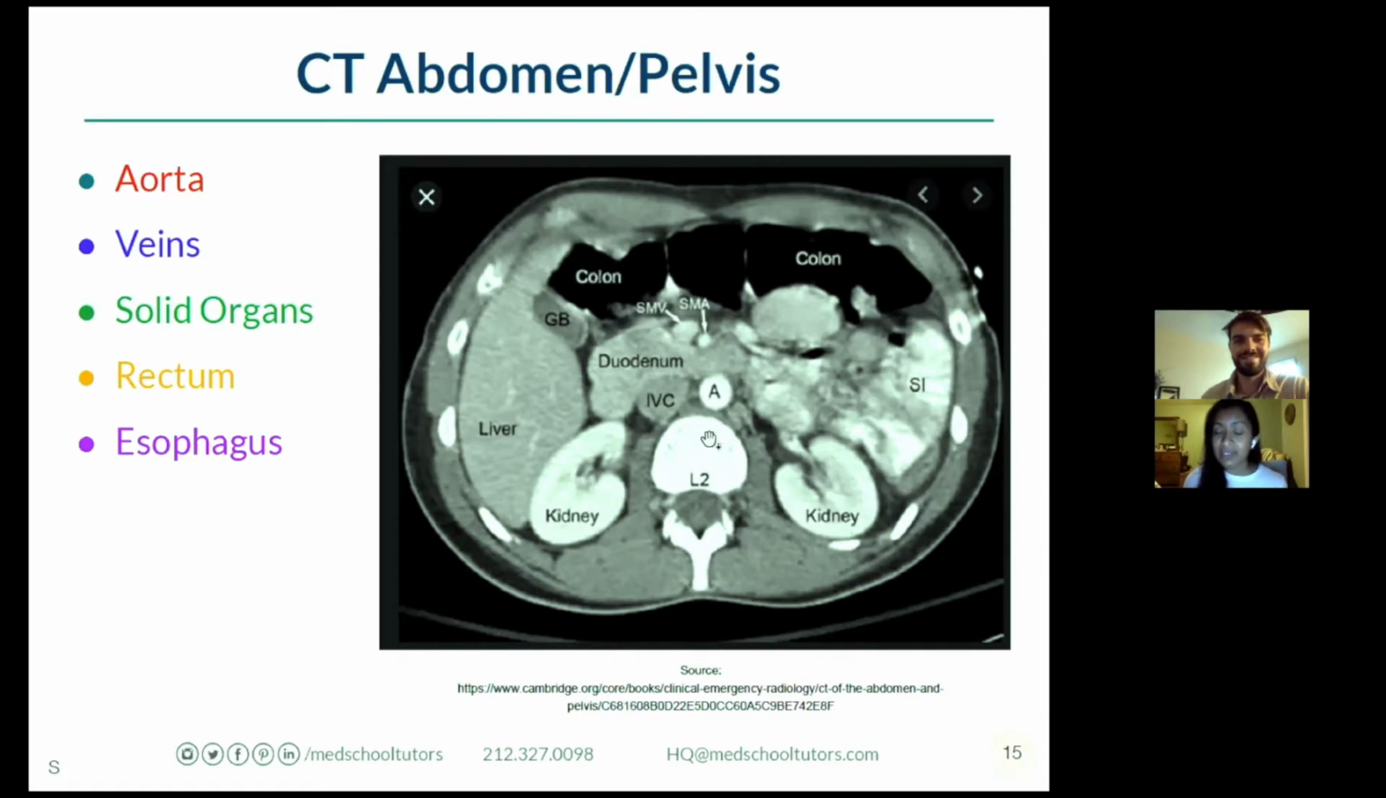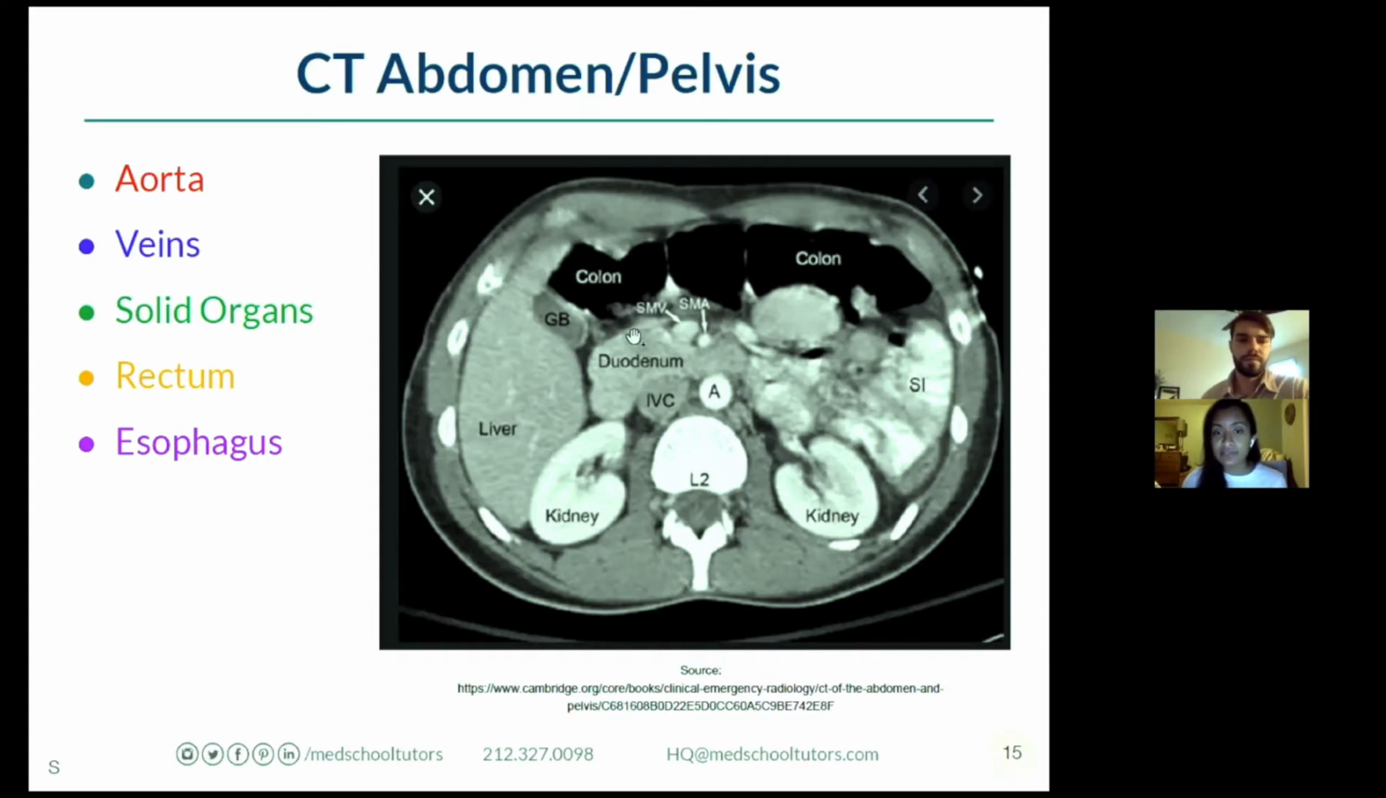The aorta is immediately anterior to the vertebral body. I say this to every single student, every single person: look at what's right in front of the vertebral body, because sometimes the aorta looks crazy and you're like, what is that? Ask yourself, is this immediately in front of the vertebral body? So start with that. Then IVC, slightly to the right.